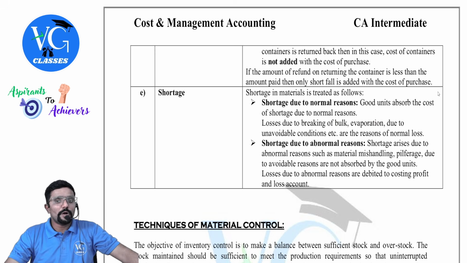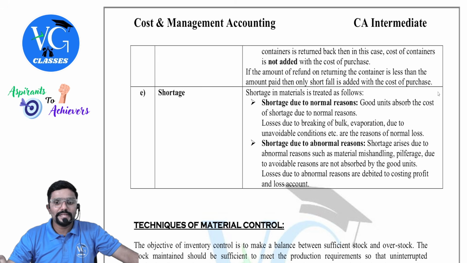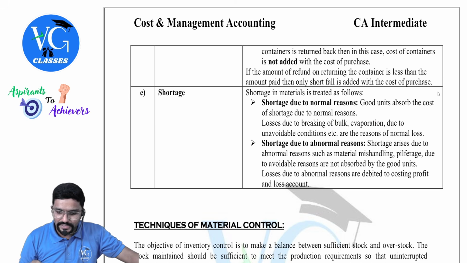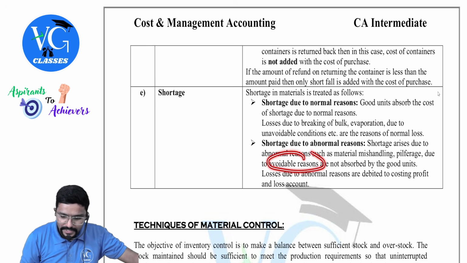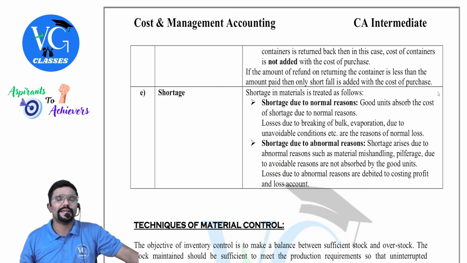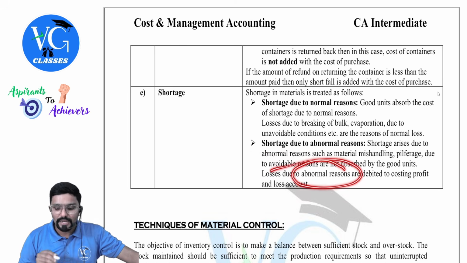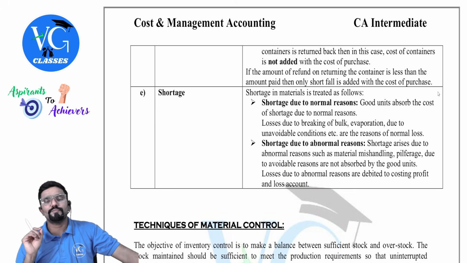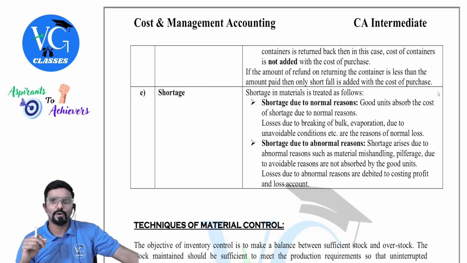Next, shortage due to abnormal reasons. Shortage arises due to abnormal reasons such as material mishandling, pilferage meaning stealing, someone absconding. Embezzlement also we call as due to avoidable reasons. These are not absorbed by good units. Losses due to abnormal reasons are debited to costing, profit and loss account.